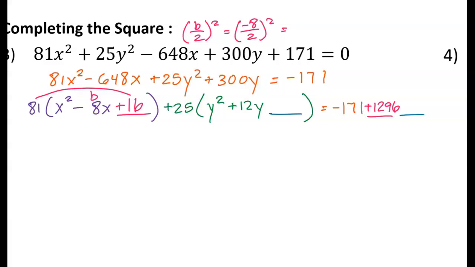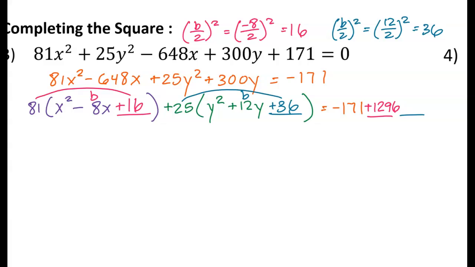And how do we figure out, I didn't write 16 up here. What value do we need to add into the y quadratic? Yes, we take our b, which is 12 this time, divided by 2, we get 6. 6 squared is 36. Now what do I need to also add into the right? Yes, which is 900.